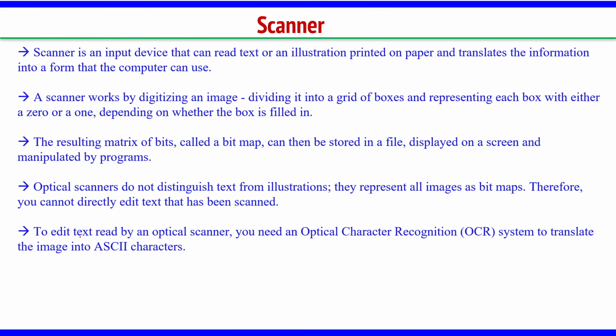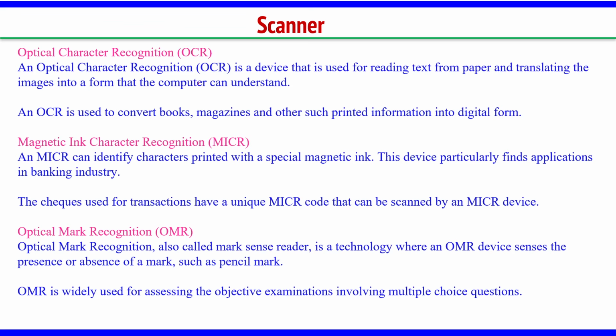Right? To edit text read by an optical scanner, an OCR, optical character recognition system, is required. Using this OCR software, a scanned document can be edited or understood, right. So we have different types of scanner. First one is OCR, optical character recognition. It's a device used for reading text from paper and translating those images into a form that the computer can understand.